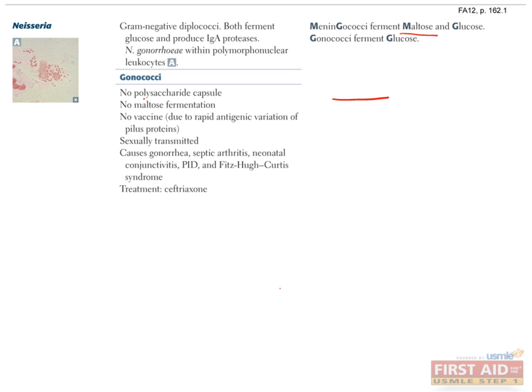Neisseria meningitidis also has a polysaccharide capsule that inhibits phagocytosis. Let's talk about Neisseria gonorrhea first. This organism is primarily responsible for the sexually transmitted disease gonorrhea.